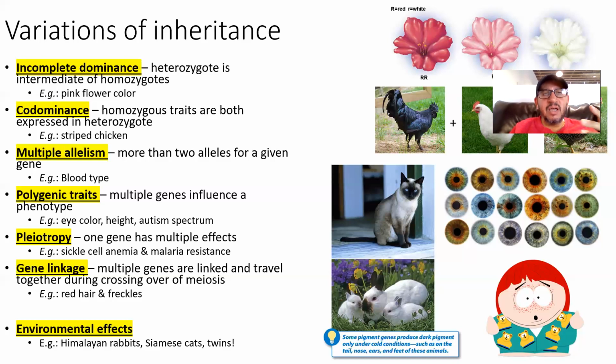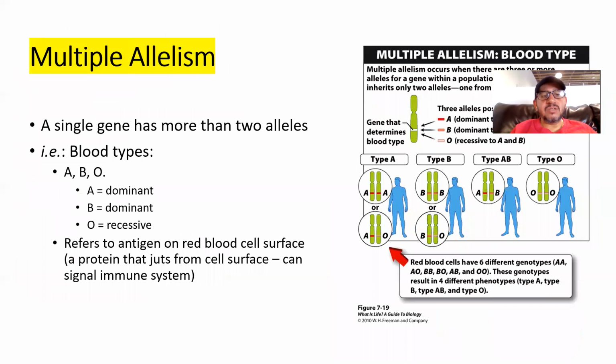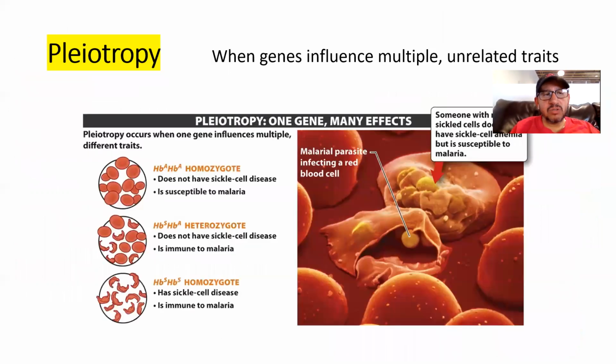Environmental effects that you can see: we know that temperature can affect the coat of different animals. If you think about what a Himalayan rabbit or a Siamese cat looks like, depending on the temperature, or any of those species that can change their color to survive and to be almost camouflaged in their environment. That's due to the environmental changes acting on the genes. So again, I went over multiple allelism. You can look at that again. It's the example of the ABO blood type, and a gene can have more than 2 alleles.